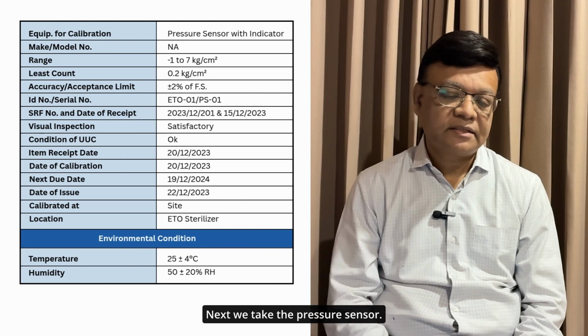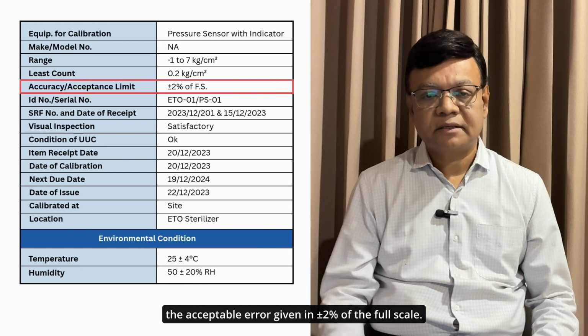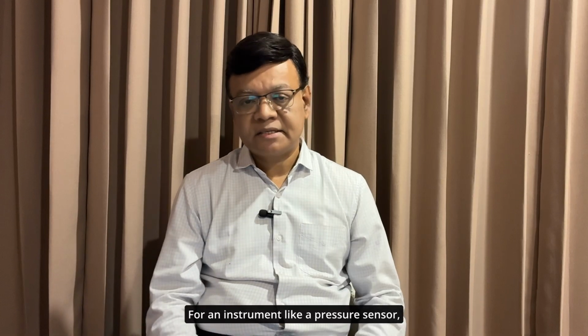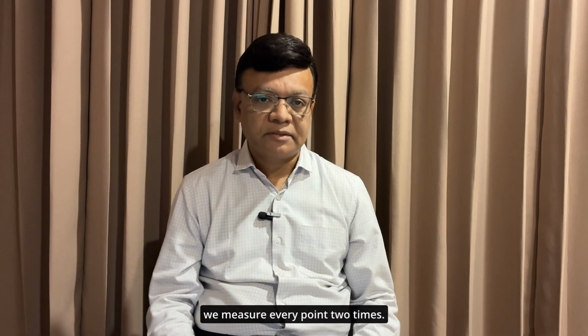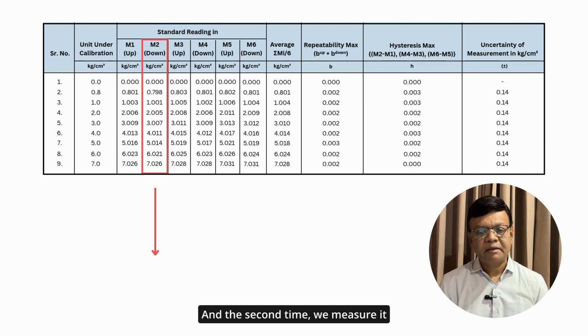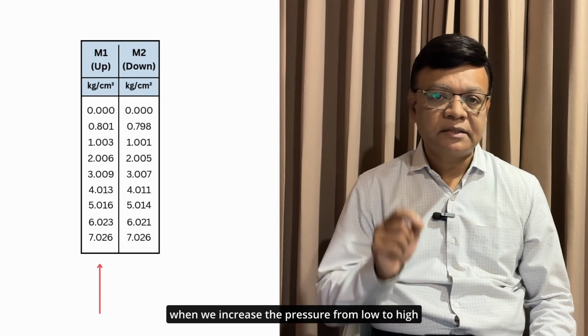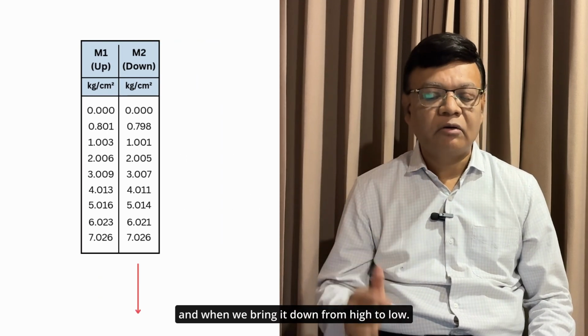Next, to take the pressure sensor. First of all, the pressure sensor has got acceptable error given in plus or minus 2% of the full scale. For an instrument like a pressure sensor, we measure every point 2 times. First time we measure it by increasing the input pressure from a low to high, and the second time we measure it by reducing the input pressure from high to low. We find that there is a difference in that measurement when we increase the pressure from low to high and when we bring it down from high to low.